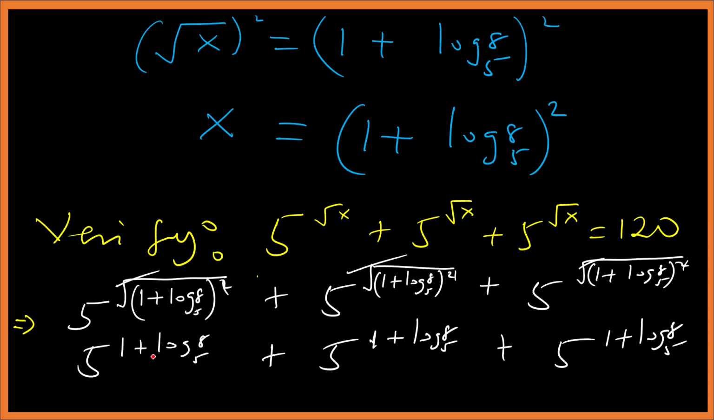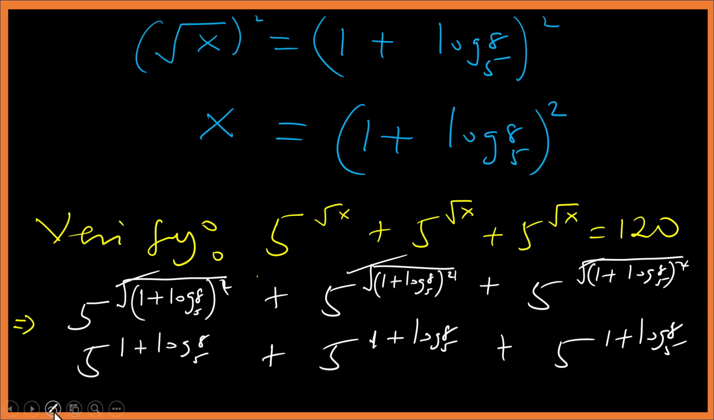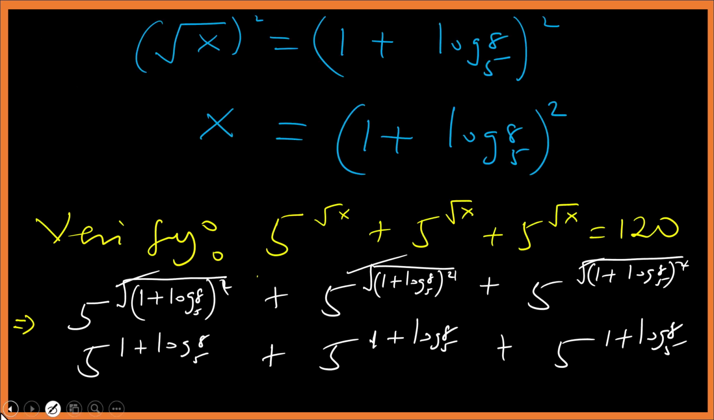All right, from here, this can be written as 5 raised to 1 times 5 raised to log 8 base 5. Okay, so there are 3 of them, so we can make it this plus that plus that. So we have 3 times that. So let's express this one, then multiply it by 3, and everything will be solved. Okay, since they are equal.